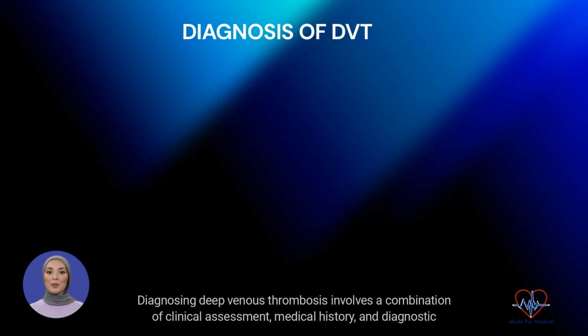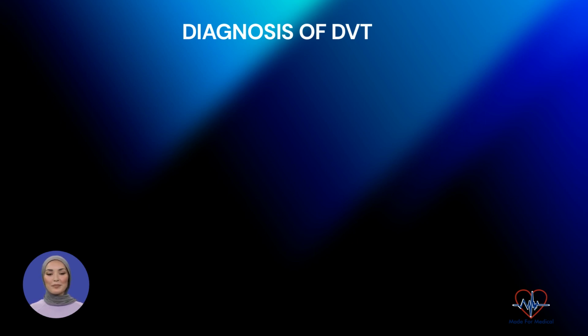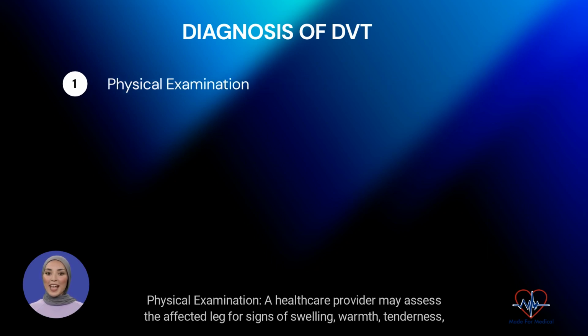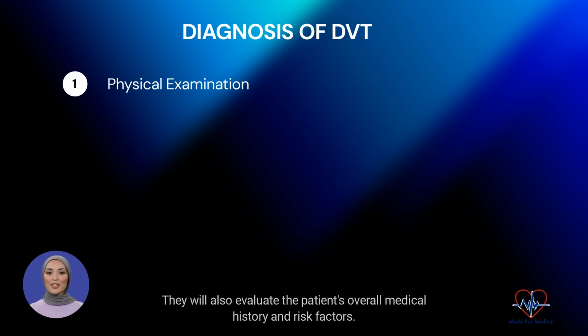Diagnosing deep venous thrombosis involves a combination of clinical assessment, medical history, and diagnostic tests to confirm the presence of a blood clot and assess its extent. Common diagnostic approaches include physical examination. A healthcare provider may assess the affected leg for signs of swelling, warmth, tenderness, or visible veins. They will also evaluate the patient's overall medical history and risk factors.